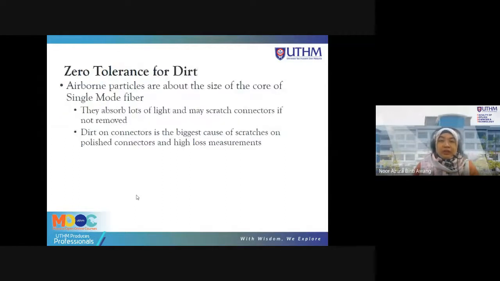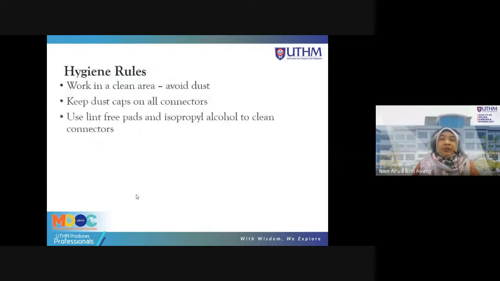So, zero tolerance for dirt. Airborne particles are about the size of the core of single-mode fiber, so they absorb a lot of light and may scratch the connector if not removed. Dirt on the connector is the biggest cause of scratches on the polished connector and of high loss measurements. That's why we need a hygienic work area and keep dust caps on all connectors, so the connector stays clean with no dust inside. Use a lint-free pad and isopropyl alcohol to clean the connector and remove the dust.